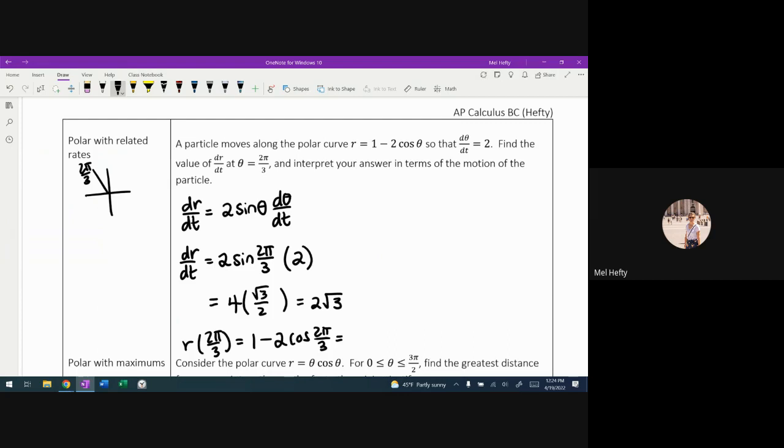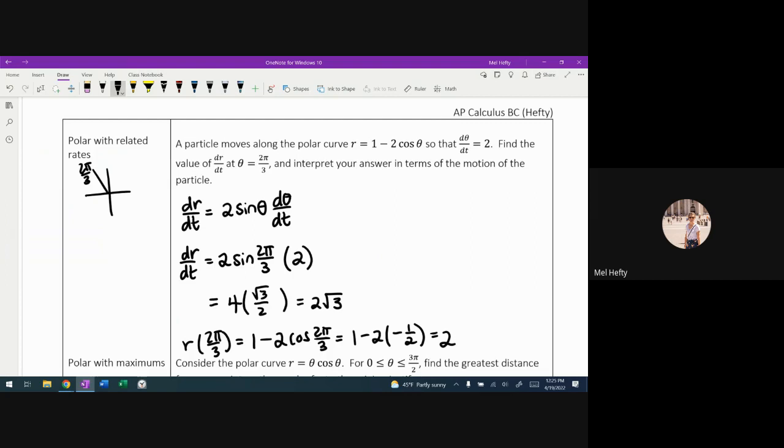All right, let's put our big brains on. If sine of 2 pi over 3 was square root of 3 over 2, what is cosine of 2 pi over 3? Negative 1/2. All right, so that's 1 plus 1. I get 2. So what is happening to this particle? Is this particle's radius increasing or decreasing? It's increasing. It was a positive radius, and that positive rate of change means it's getting more positive, meaning we are getting farther away from the origin.